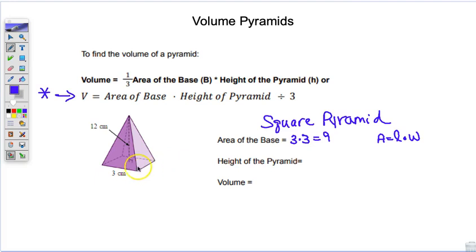The height of the pyramid is from the very bottom of it, right here, to the very top. And you can see that that is 12 centimeters. So we're going to write 12 in there for the height.